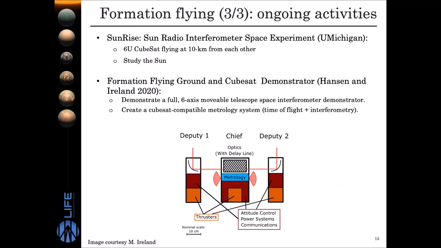Ongoing activities on formation flying. There was news last week that NASA selected a mission called Sunrise from the University of Michigan. It's a 6-unit CubeSat mission flying at 10 kilometers from each other to study the sun. We have to keep an eye on this mission. It will be important because it will involve more than two elements. There are also activities in the group of Mike Ireland at ANU about developing a formation flying ground and CubeSat demonstrator. The idea is to have a full 6-axis movable telescope, which can be used to demonstrate a CubeSat-compatible metrology system for formation flying and interferometry in space.